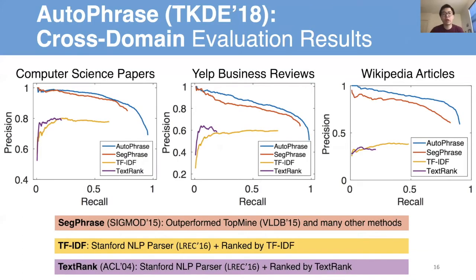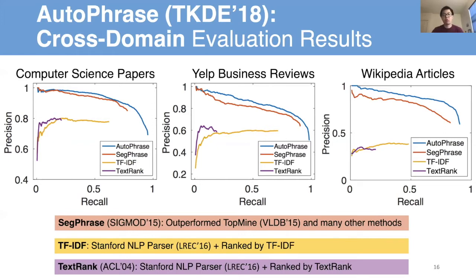As we mentioned before, our methods are designed to be effective in multiple domains and languages. We first evaluate the results in 3 domains: CS papers, Yelp reviews, and Wikipedia articles. We mainly compare AutoPhrase with SegPhrase and the Stanford NLP parser. SegPhrase has outperformed many unsupervised methods like TopMine, so we didn't include those results here to make this figure cleaner. The Stanford NLP parser can extract noun phrases and verb phrases from the sentences. We use the popular TF-IDF and TextRank to rank the extracted phrases.